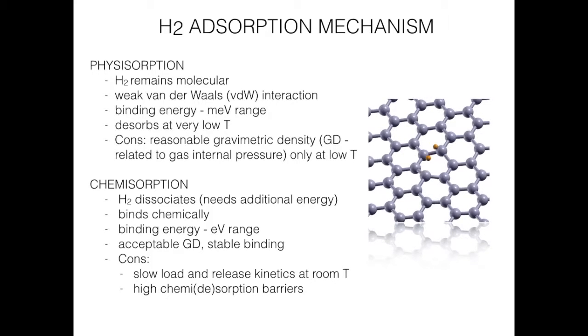When molecular hydrogen physisorbs on graphene, it remains molecular and binds weakly on the graphene surface with binding energy in the milli-electron-volt range. Interactions are governed by van der Waals forces, and hydrogen desorbs at very low temperature, close to absolute zero, so that at ambient conditions in which vehicles operate, hydrogen is desorbed. In case of chemisorption, hydrogen dissociates into two hydrogen atoms, which needs additional energy. Hydrogen binds chemically to graphene carbon atoms with binding energy in the electron-volt range, and desorption takes place at higher temperature.